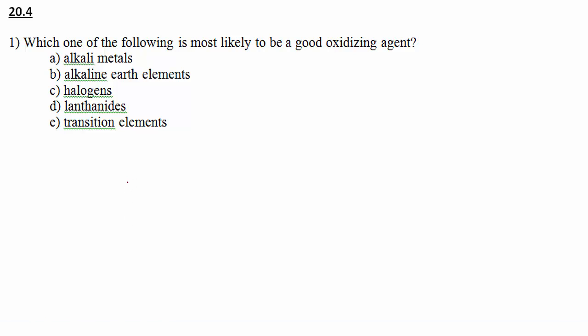It's Johnny here, looking at 24.4 questions, starting to get into electromotive force and calculating voltages and all that good stuff. Number one, which of the following is most likely to be a good oxidizing agent? Well, you've got to remember that oxidizing agents get reduced. So it's really asking which one of these things is most likely to be really good at getting reduced.